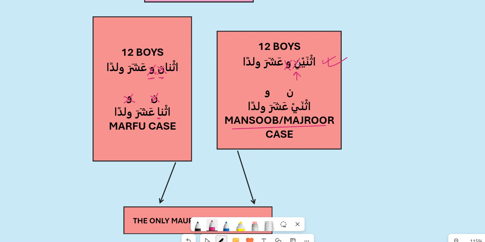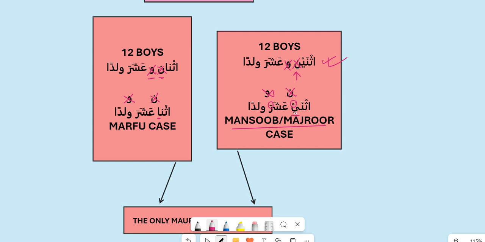removed from the structure. So the noon and the waw have been removed, and now what remains in mansoob and majroor case? Ithnai with the ya and the sukoon. Remember, in the muthanna case, the nouns have a sukoon on the ya, and that sukoon tells you that it's a muthanna noun. Ithnai ashara waladan. And now the moment waw and noon were removed, the last letter ra is mabni on fatha. And this ithnai, where the noon has been removed, remains with ya and sukoon.